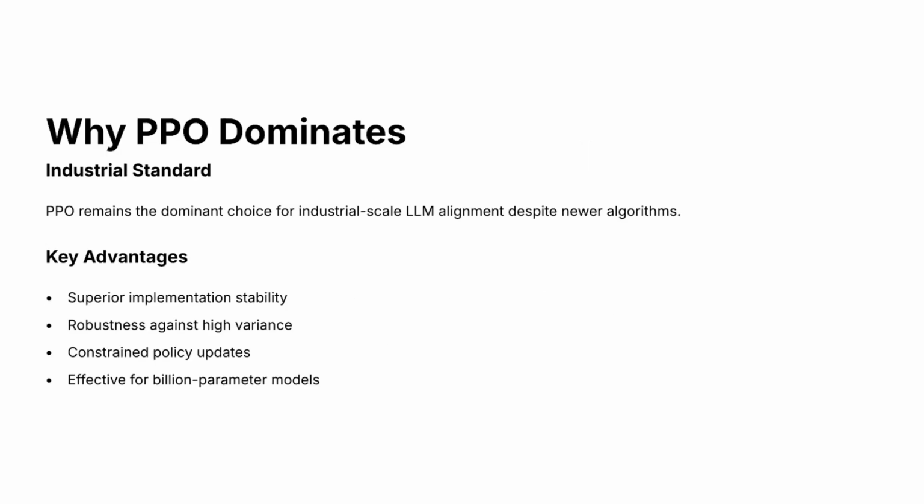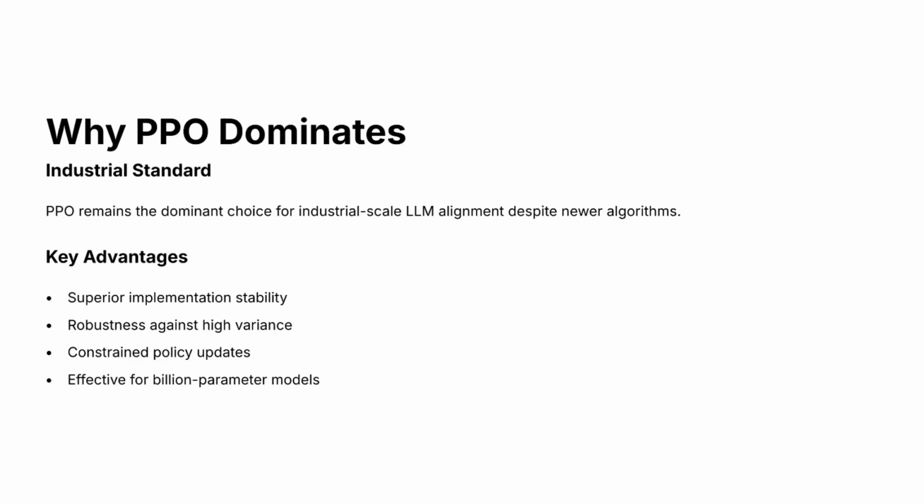Proximal policy optimization, the algorithm used to optimize the reward, has become the industry standard for LLM alignment. Even though newer algorithms have emerged, PPO continues to dominate practical applications across major AI labs. The main reason is stability. PPO offers a very controlled optimization process, and it prevents overly aggressive updates that could destabilize the training, which is critical when working with massive models.